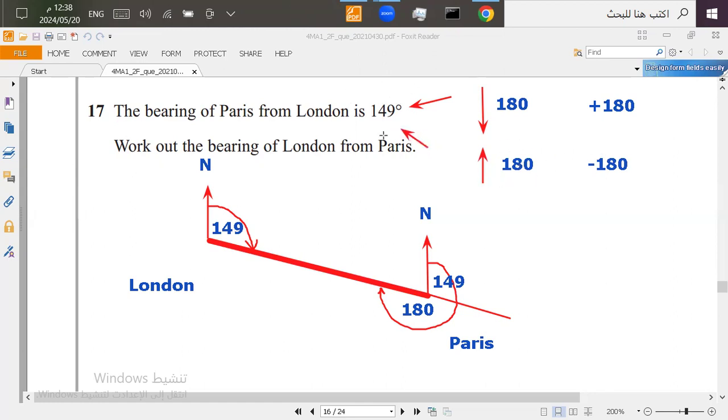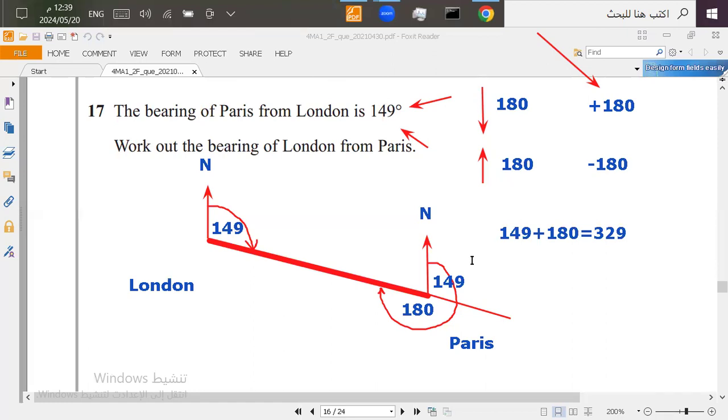When you look at this bearing, it's already less than 180. It means we have to follow the rule of adding 180. We take 149 plus 180, and you'll get the bearing of the other angle. So 149 plus 180, and the answer is 329. So both ideas are good. You can use the drawing idea, or you can use the idea of the angle being more or less than 180. And this is how you answer a question like this.